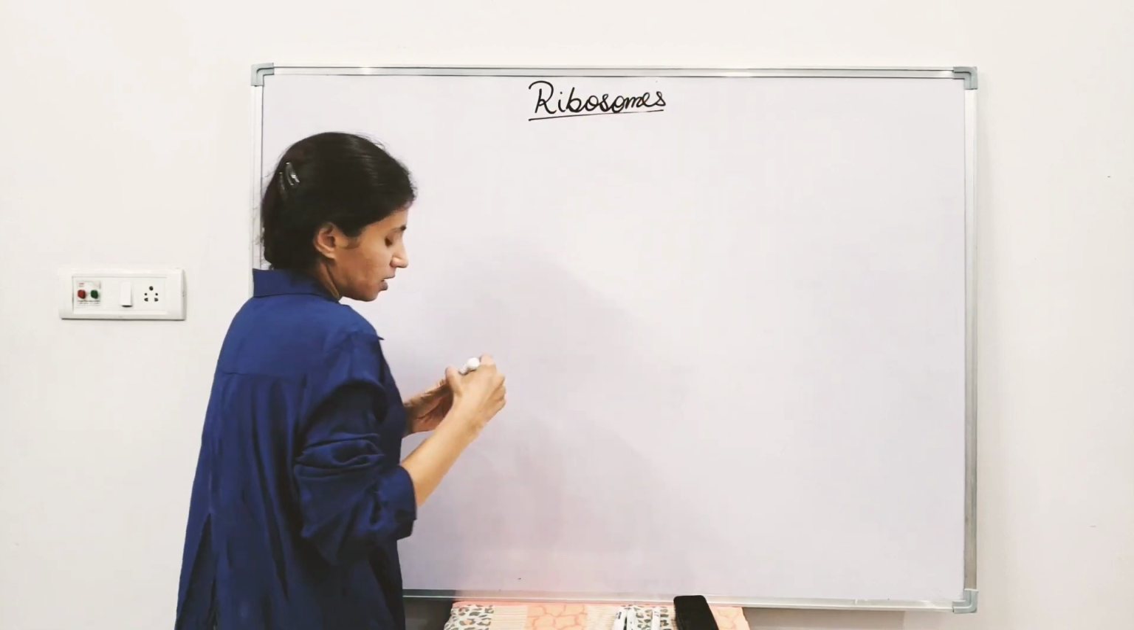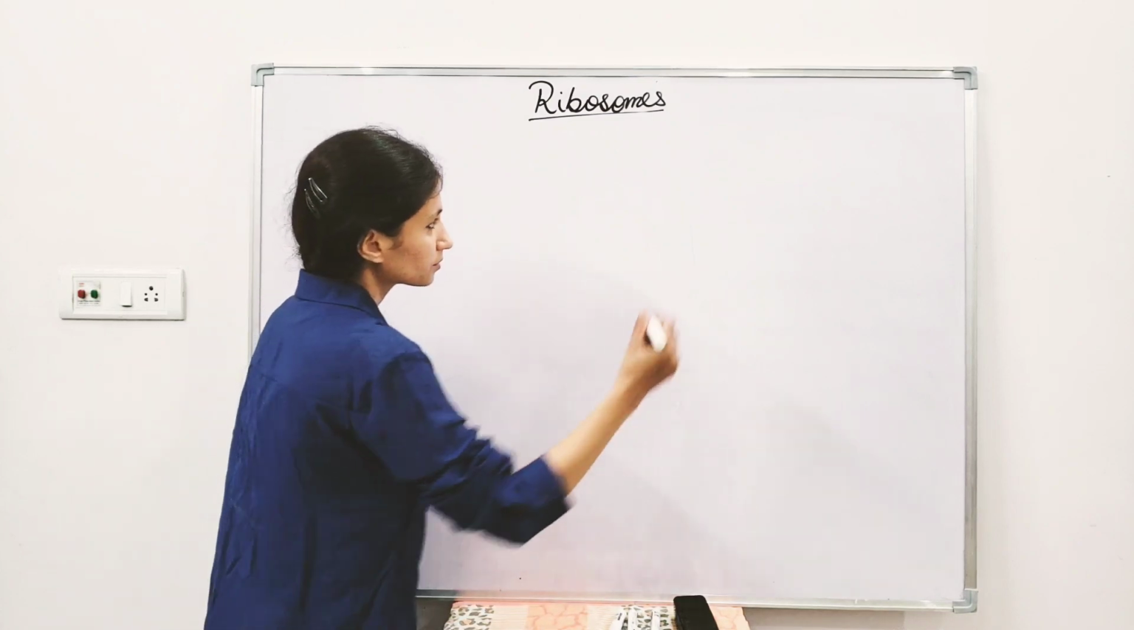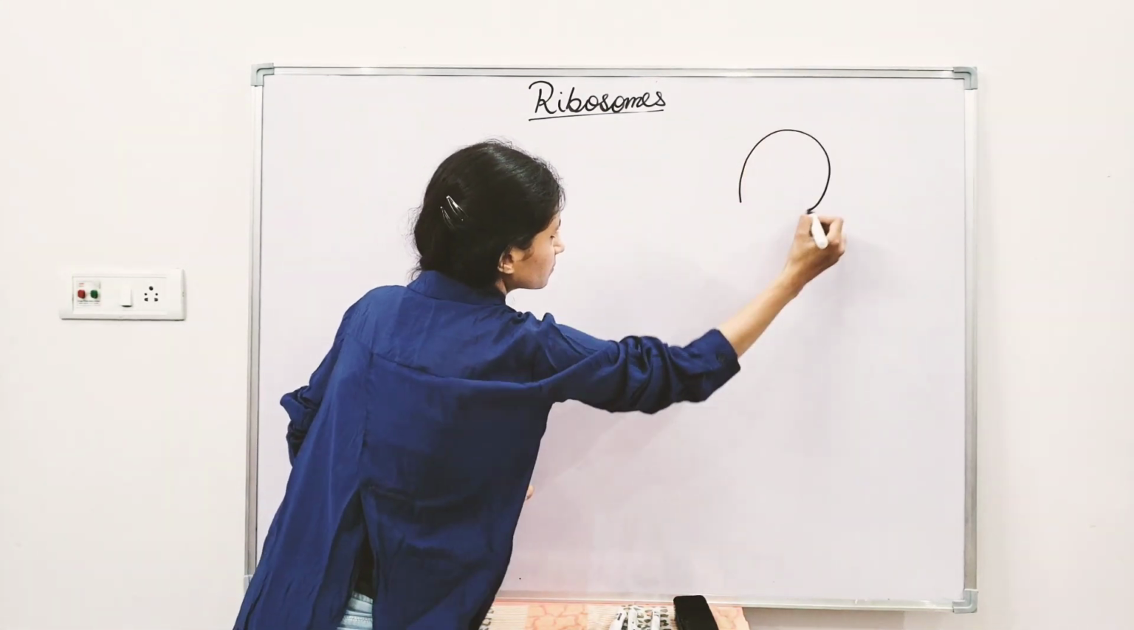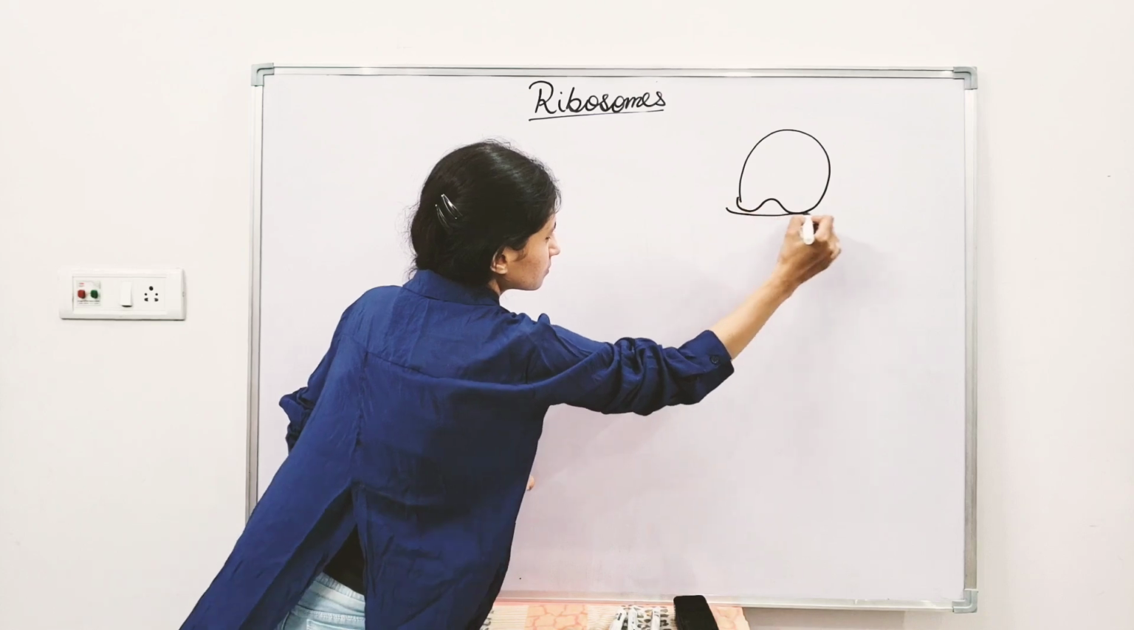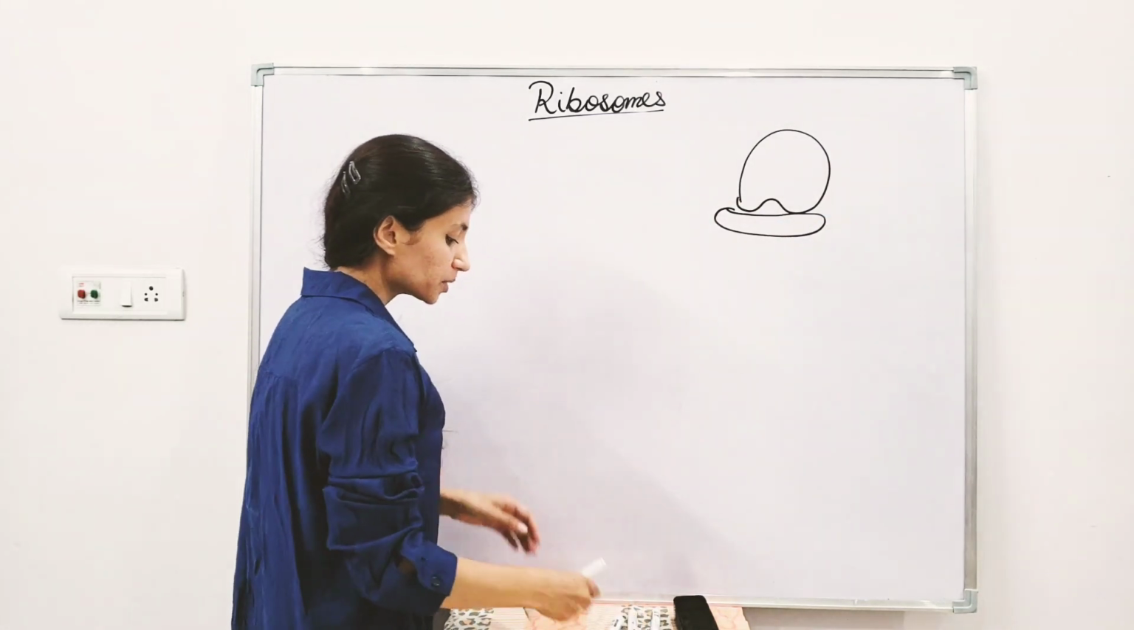Okay. First we look at the structure of ribosome. We will just draw a basic structure of ribosome. Okay, so this is a basic structure of ribosome. Now let's continue with this topic.